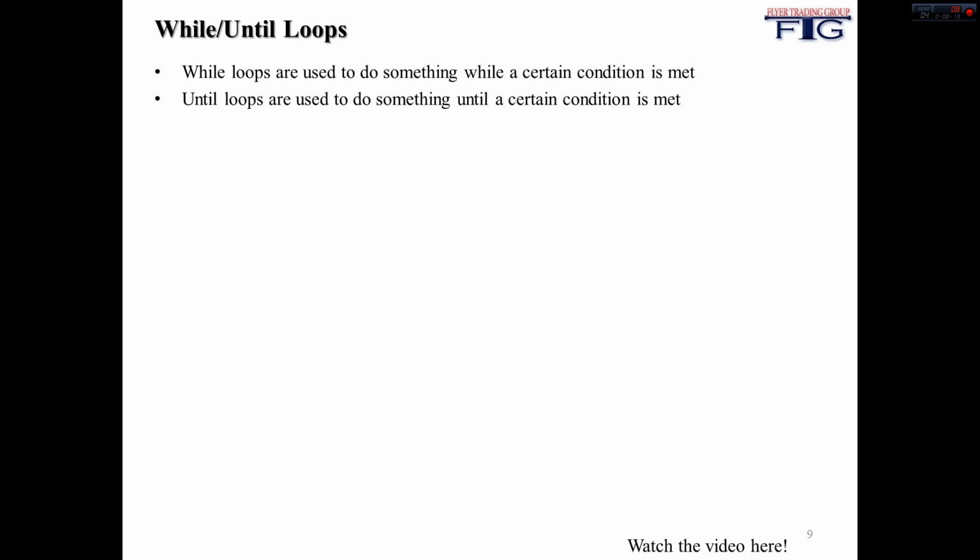Hi, boys and girls. Right now we're going to go over while and until loops. Now, while loops are used to do something while a certain condition is met. Until loops are the exact opposite. They're going to do something until a certain condition is met.